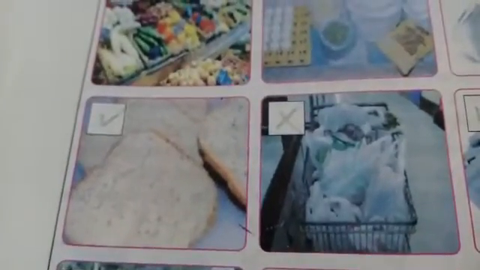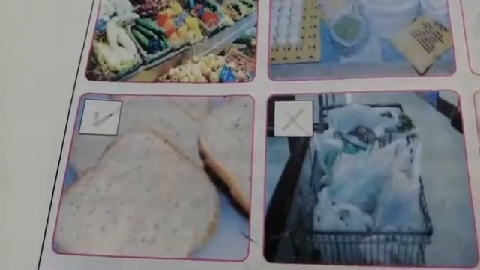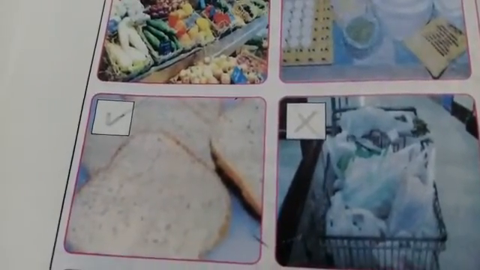In this picture, you see bread which is biodegradable because it decomposes. Therefore, a tick has been put in this picture. In this picture, some shopping bags are there in a plastic basket which are non-biodegradable. Therefore, a cross has been put. This is the picture of newspapers, and you know paper is biodegradable because it decomposes. Therefore, a tick has been put in this picture.